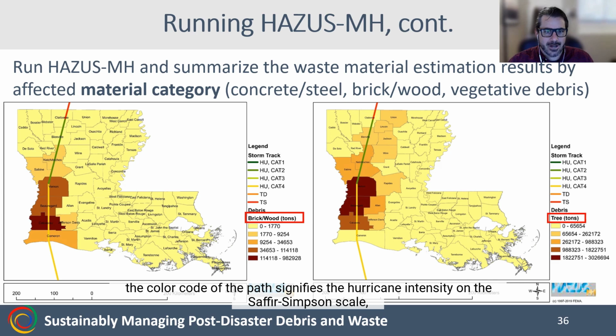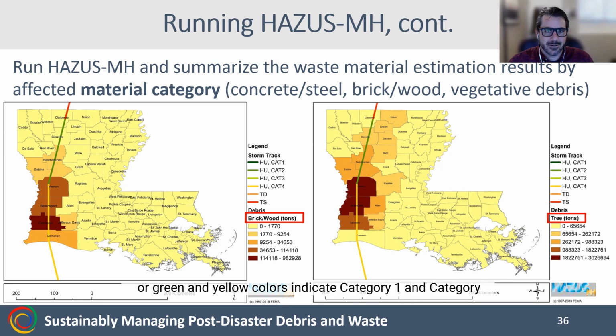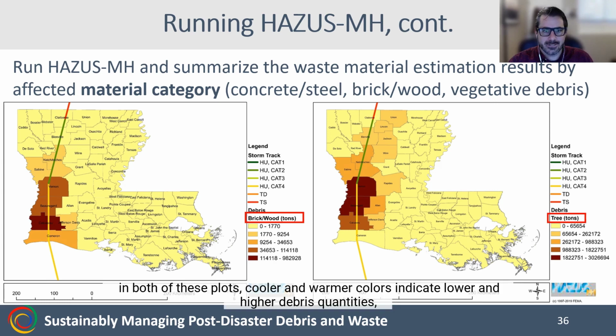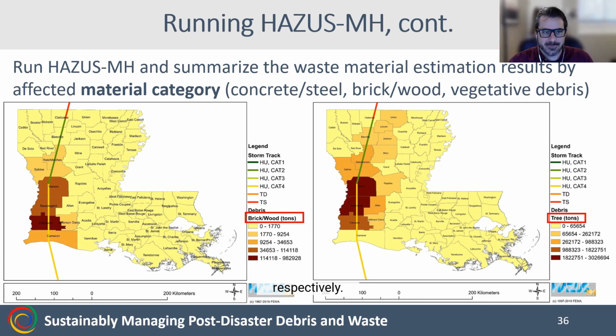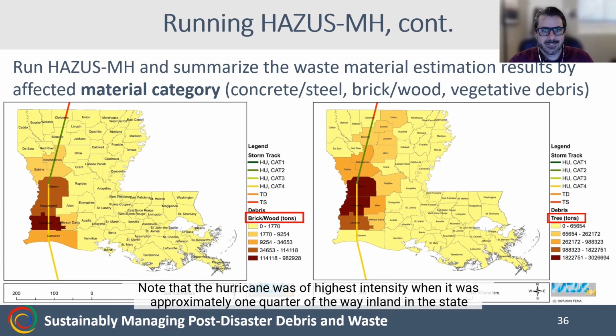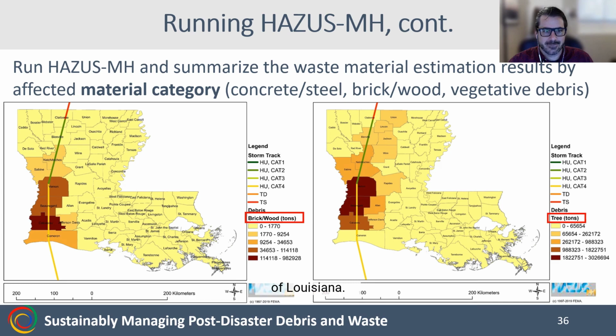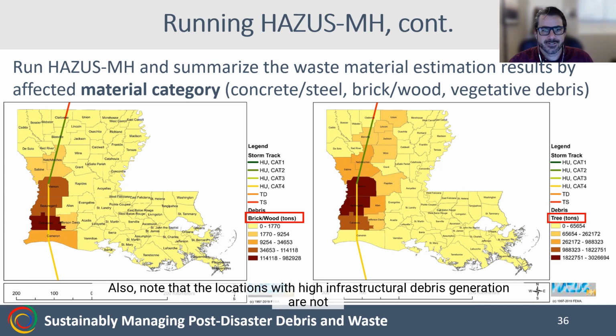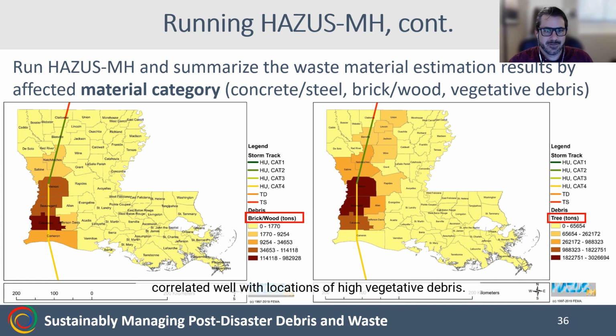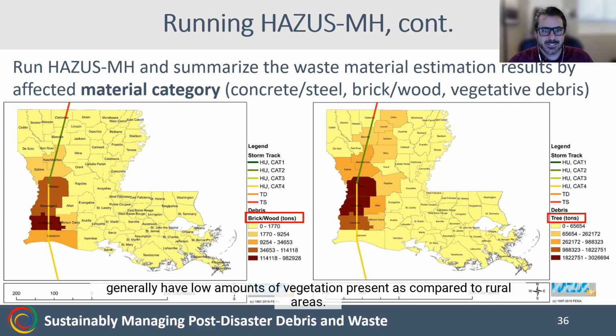As you can see, the color code of the path signifies the hurricane intensity on the Saffir-Simpson scale, where green and yellow colors indicate Category 1 and Category 4, respectively. Again, in both of these plots, cooler and warmer colors indicate lower and higher debris quantities, respectively. Note that the hurricane was of highest intensity when it was approximately a quarter of the way inland in the state of Louisiana. Also note that the locations with high infrastructural debris generation are not correlated well with locations of high vegetative debris. This is as expected given urban areas generally have low amounts of vegetation present as compared to rural areas.